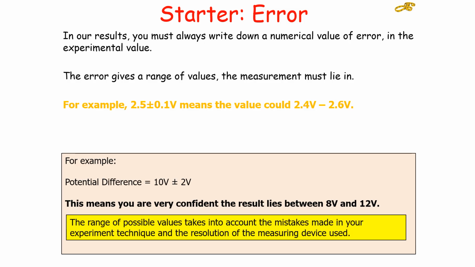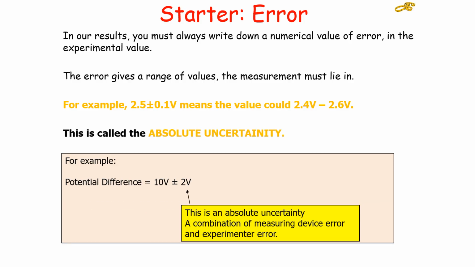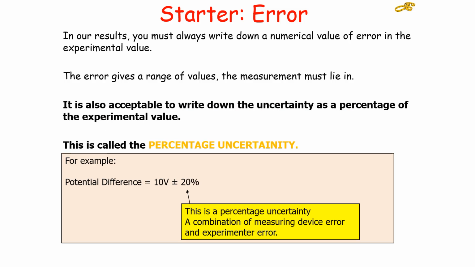Now the range of possible values takes into account the mistakes made in your experimental technique and the resolution of the measuring device used. So you can have your uncertainty as absolute uncertainty, which is a numerical value, so you could say 10 volts plus or minus 2 volts, or you could have it as a percentage uncertainty, so you could say it's 10 volts plus or minus 20%.